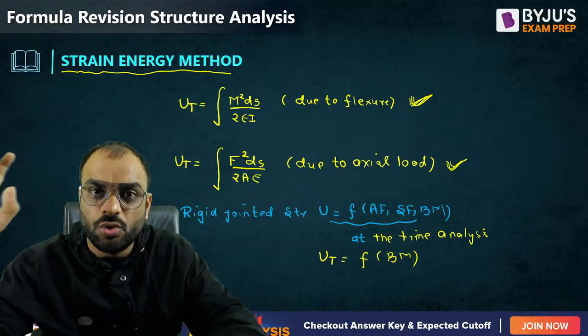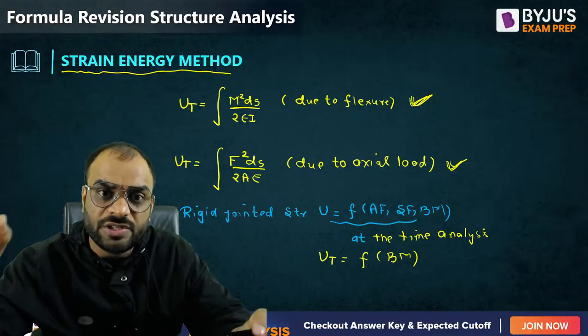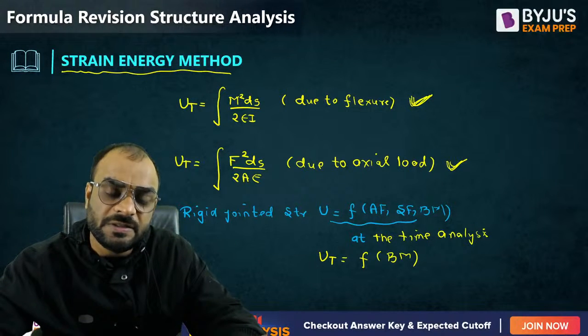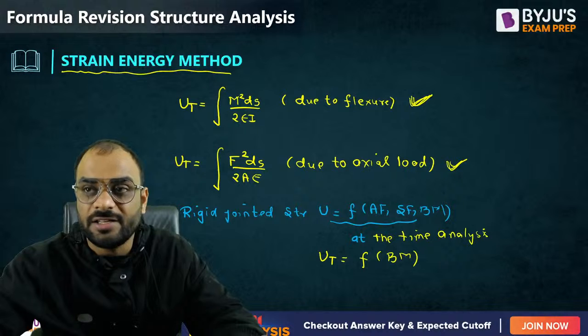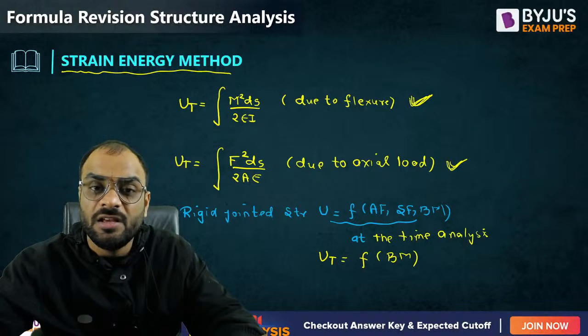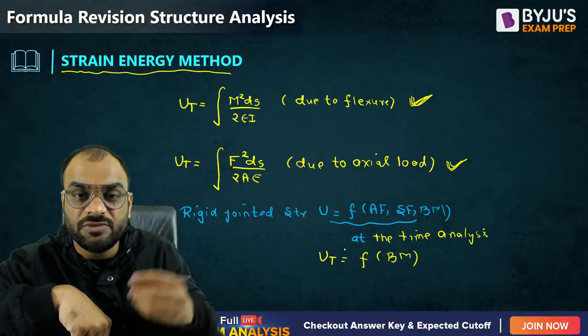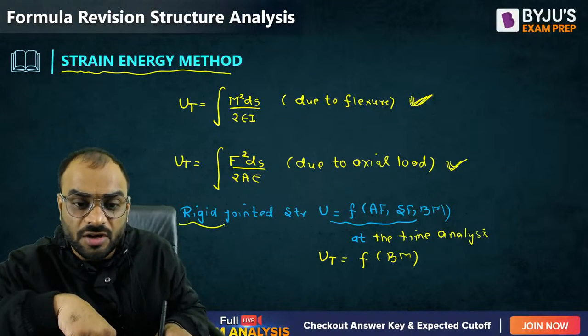Of the total strain energy stored in the structure, 90 to 95% is stored by the bending moment and the rest of the energy is stored by the axial force and shear force, and that's why we neglect it in our analysis. So the total strain energy is a function of bending moment in case of a rigid jointed structure.